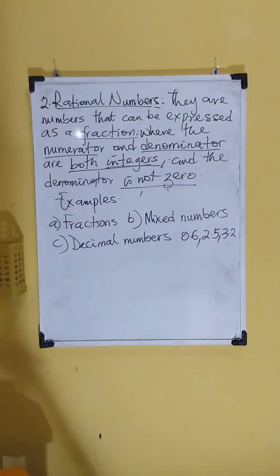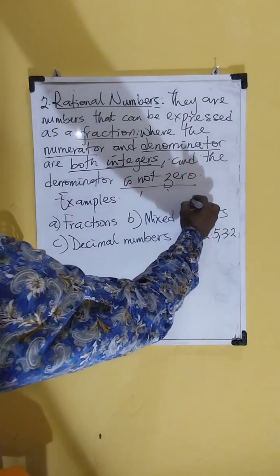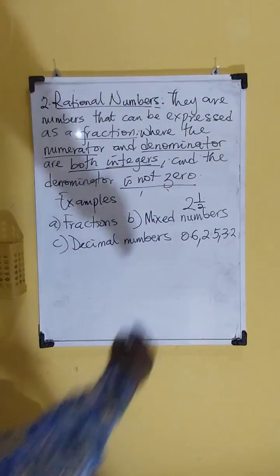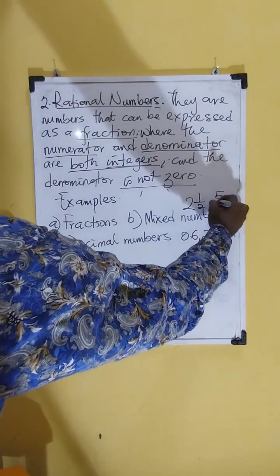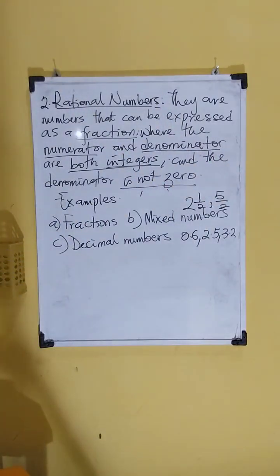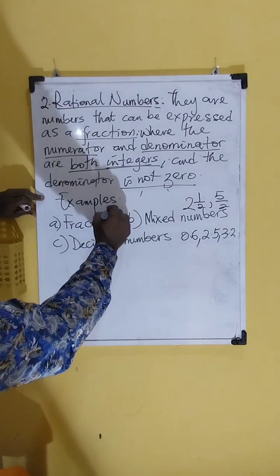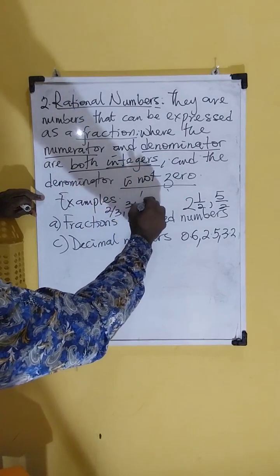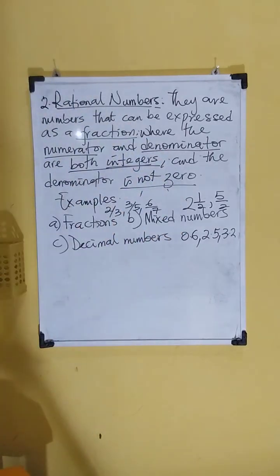Then mixed numbers. A mixed number could be in the form of 2 and 1 over 2. That's an example of a mixed number. Another example of a mixed number is 5 over 2, which is the same thing as this. And an example of a fraction is 2 over 3, 3 over 5, and maybe 6 over 7. Those are examples of fractions. Rational numbers are always expressed as fractions.